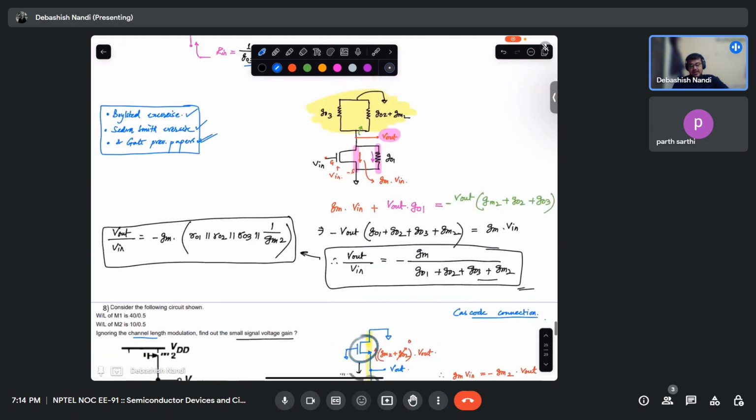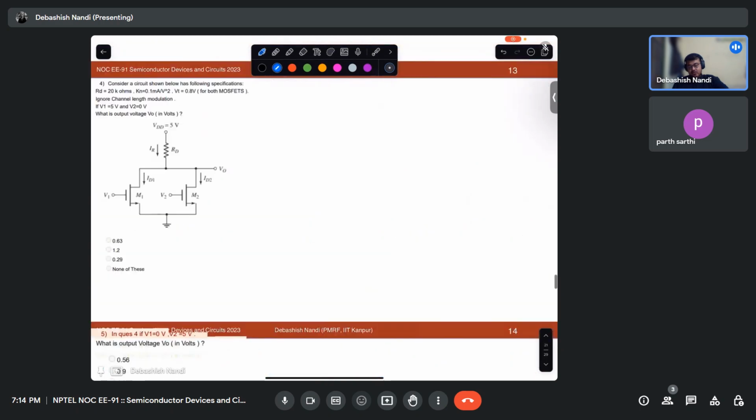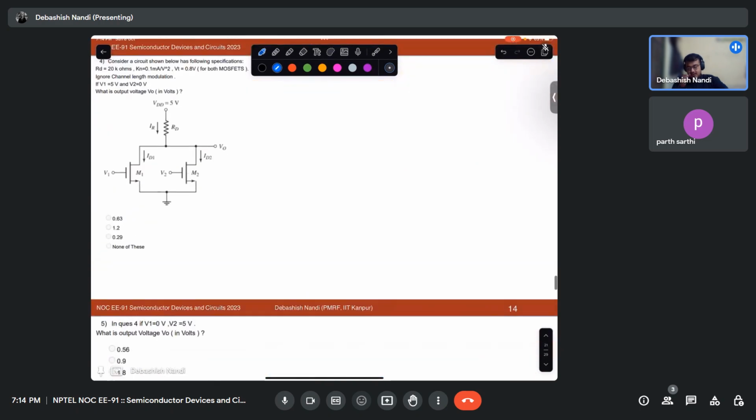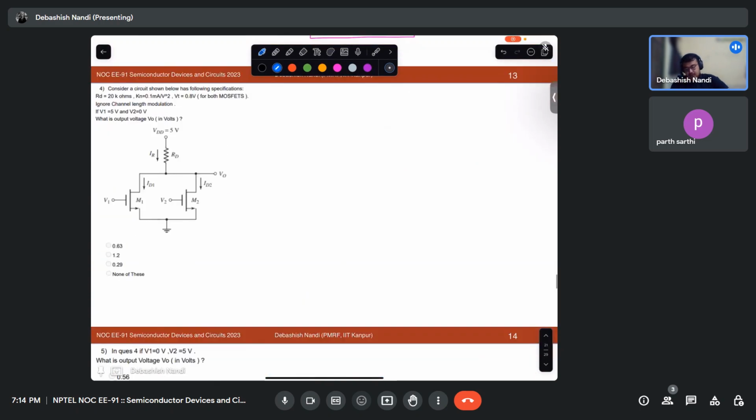So this is as far as this problem goes. I think I have left two problems earlier, so let me just solve this problem quickly. Okay. So understand first thing very carefully that this is a circuit where two MOSFETs are connected in parallel, okay?